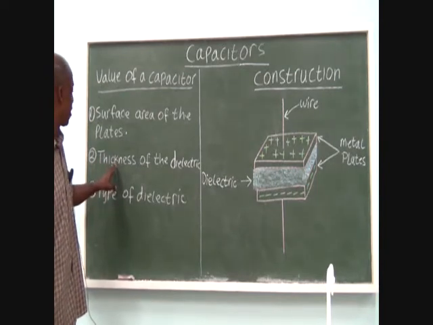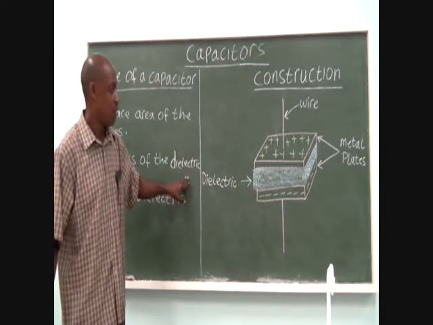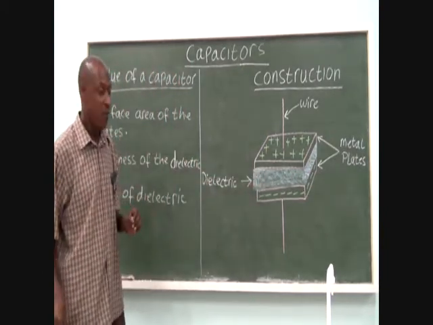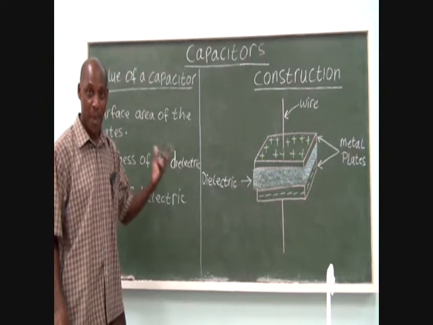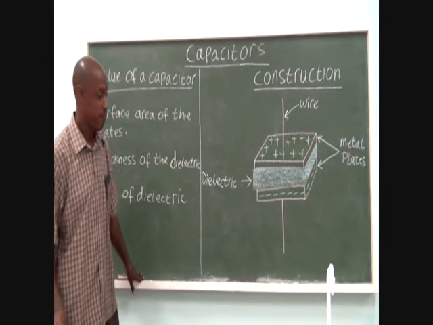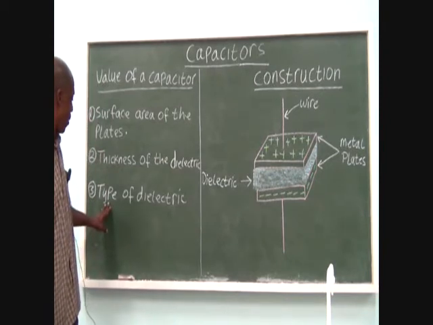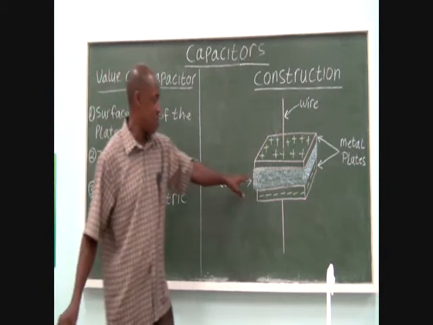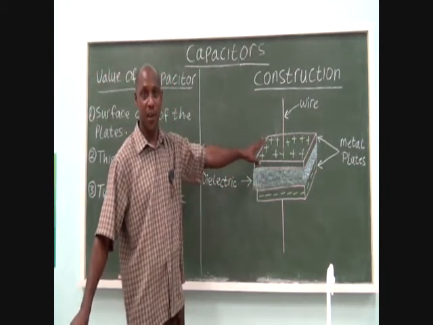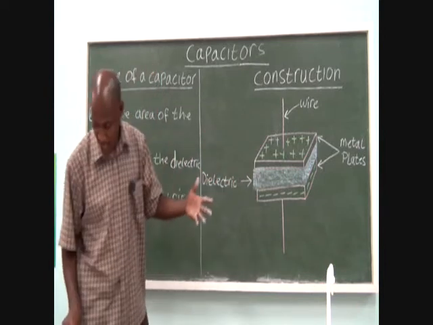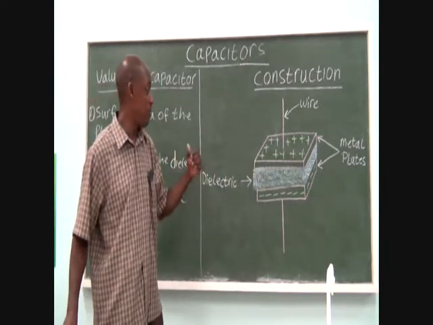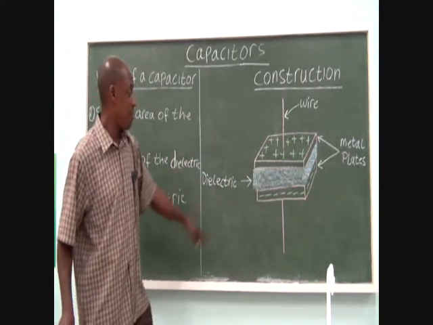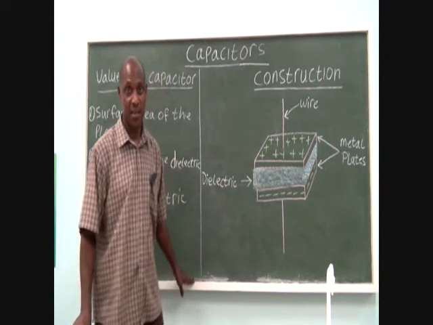Second, we have the thickness of the dielectric. That's this portion here. Believe it or not, the thinner the dielectric is, the bigger the value of the capacitor will be. Third, we have the type of dielectric. Now this dielectric, I told you it's an insulation material. It could be air, it could also be glass, it could also be mica. These are all different materials that are used in making dielectric for capacitors.